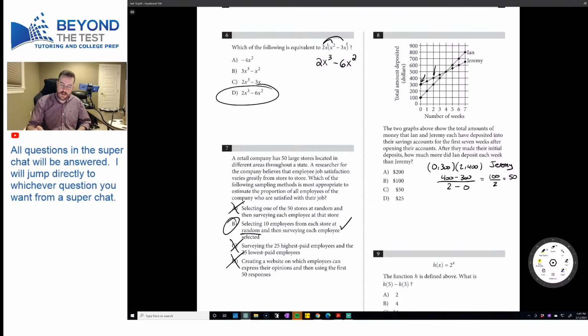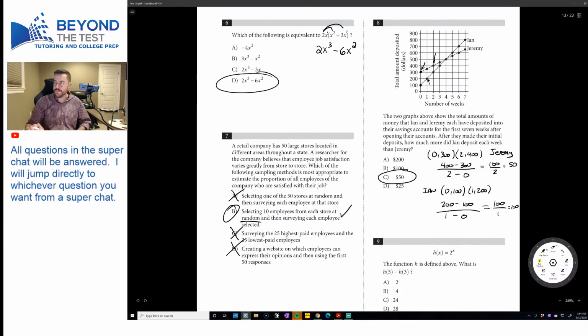Now let's go to Ian. Okay, I'm going to select 2 points from Ian's line. I'm going to use the 0, 100 there. And then, well, I could say 1 and 200 here. So if we do the slope here, it's pretty easy to see, but 200 minus 100 over 1 minus 0. 200 minus 100 would be 100 over 1, which is just 100. So Ian's putting in $100 per week. So you could see after they made their initial deposits, Ian's putting in $50 more per week, which is just going to be choice C here.